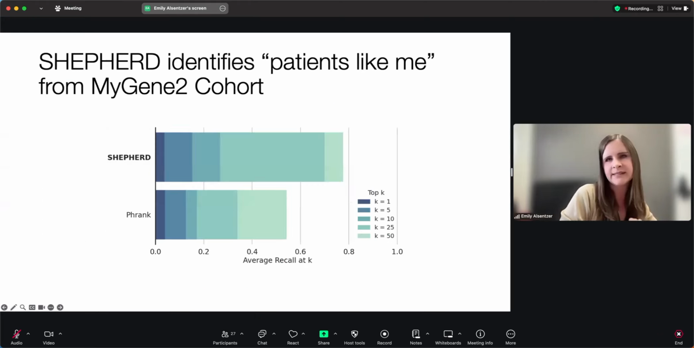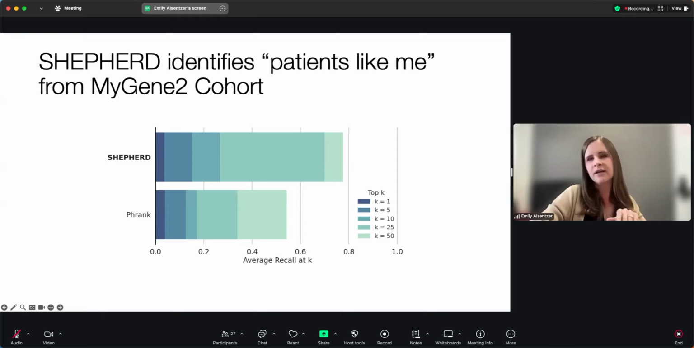And then, of course, we can also quantitatively evaluate the ability to identify patients like me. Here, we're comparing the real external UDN cohort to the real external MyGene2 patient cohort, and we can compare the performance to a baseline. Similar to the causal gene discovery task, we're using average recall at K: the number of similar patients retrieved in the top K ranked patients, on average across all the UDN patients. And again, we find SHEPHERD can rank patients like me higher than this baseline approach.